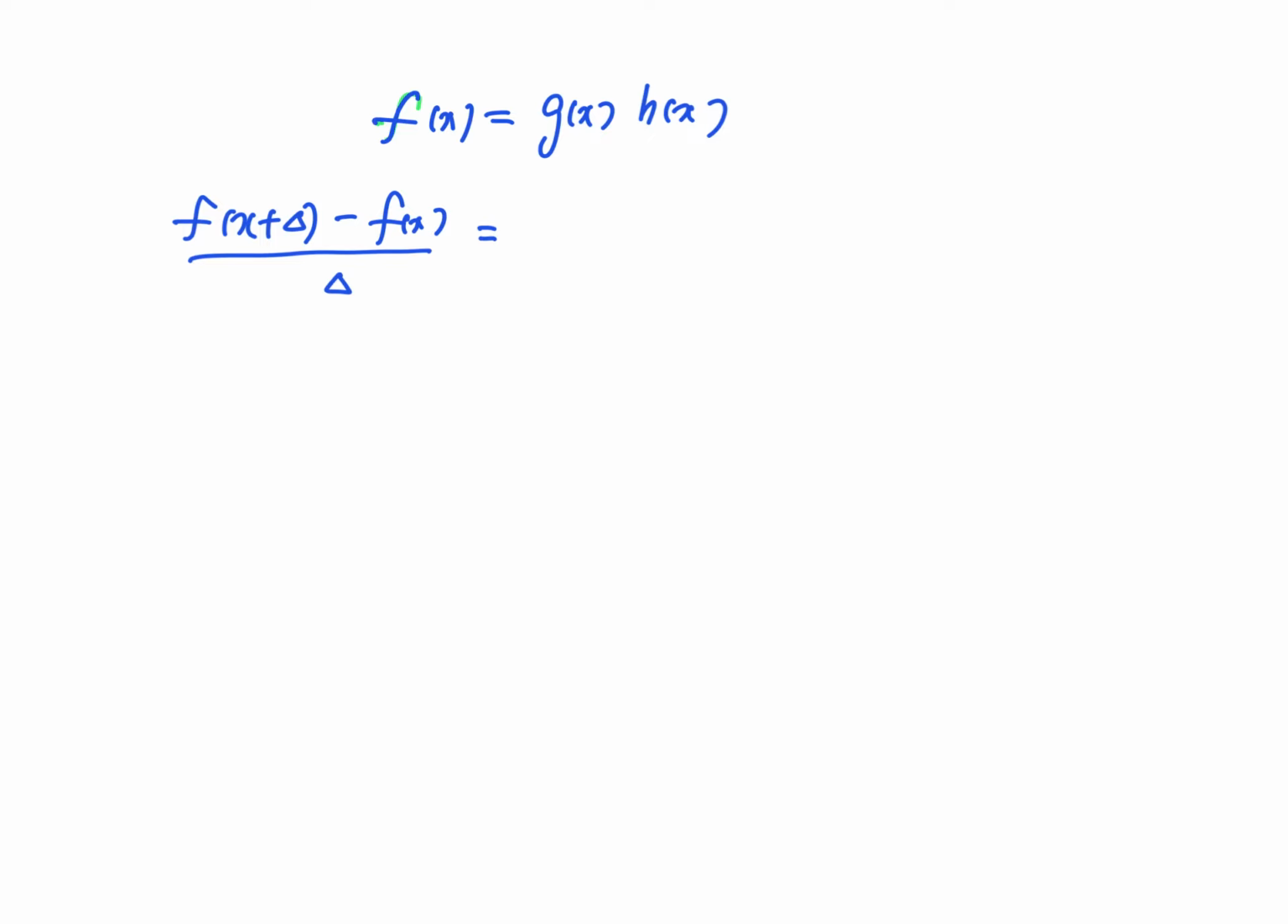Now, product of functions, when f(x) is g(x) times h(x). So (f(x+delta) minus f(x)) divided by delta is what? It is (g(x+delta) h(x+delta) minus g(x) h(x)) over delta, right?